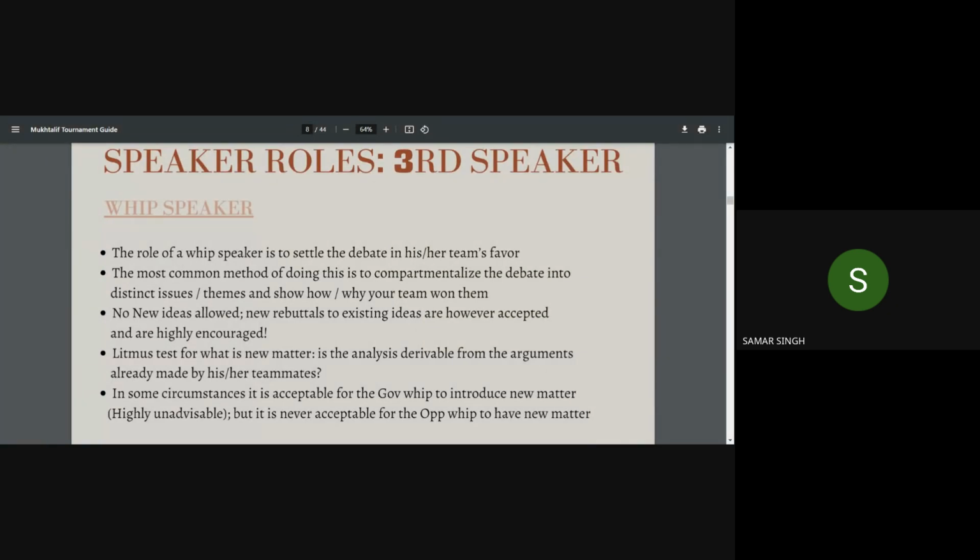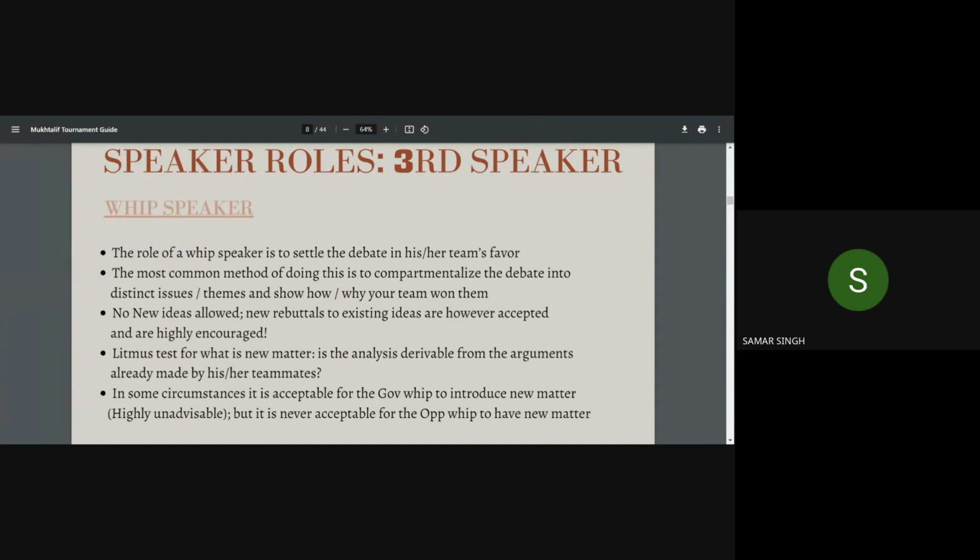Same goes when the opposition whip is speaking. Now they are the last speaker of this debate. No government speaker is coming after it. So if the opposition whip gives a new argument, how are you going to give a rebuttal to it? How are you going to defend yourself after it? So that is why no new material is allowed.